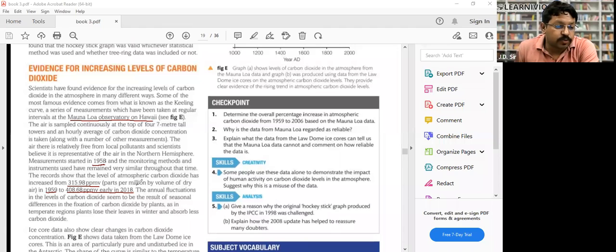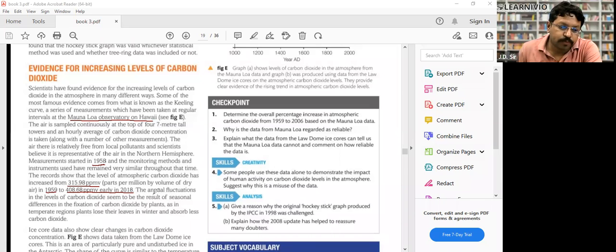There is an annual fluctuation due to the difference in the fixation of carbon dioxide by plants, as in the temperature of the region, the plant loses its leaves in winter and absorbs less carbon dioxide, right? Because of this, the carbon dioxide concentration changes. Plants lose their leaves in the winter, that's why the fixation of carbon dioxide also reduces.